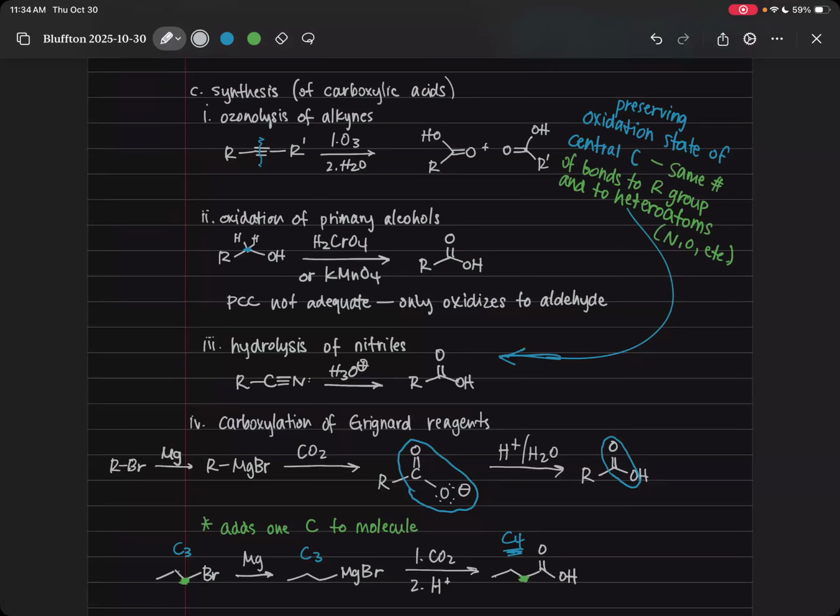Okay, questions on the synthesis of carboxylic acids? Now, these aren't the only ways, but all the other ones we're going to talk about relate to other functional groups, like hydrolysis of another functional group into a carboxylic acid or something like that. Okay.